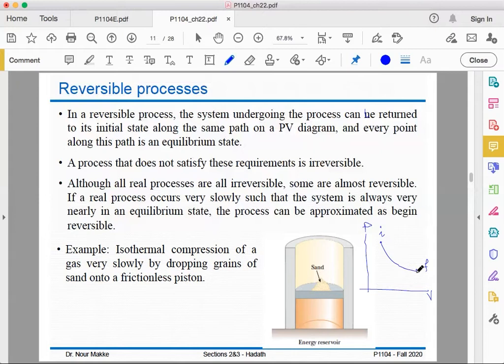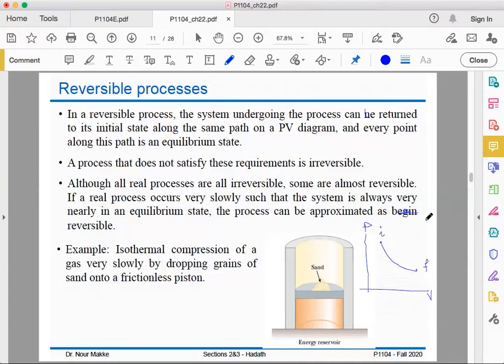Now, although all real processes are irreversible, all the processes that we see in reality and in life are irreversible processes, some are almost reversible. Meaning if a real process occurs very slowly, such that the system is always very nearly in an equilibrium state, then the process can be approximated as being reversible. So if a process occurs in nature in one direction and doesn't occur in the other direction, we can approximate it as a reversible process if it happens very slowly.